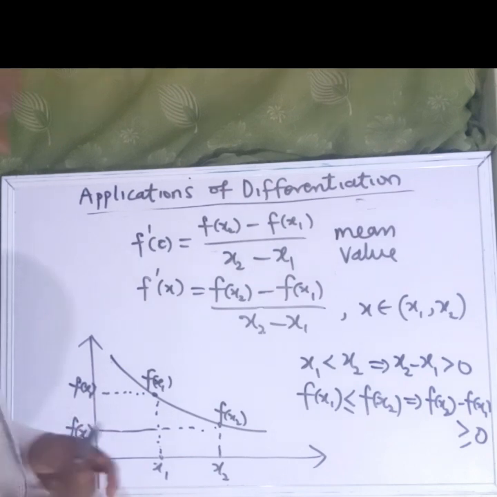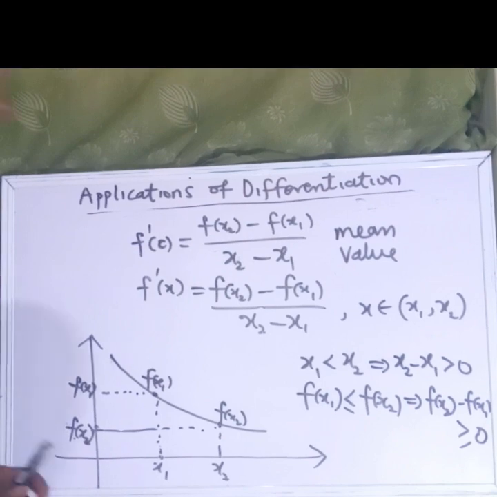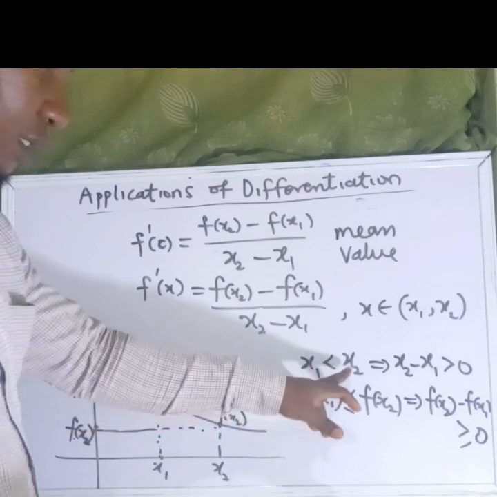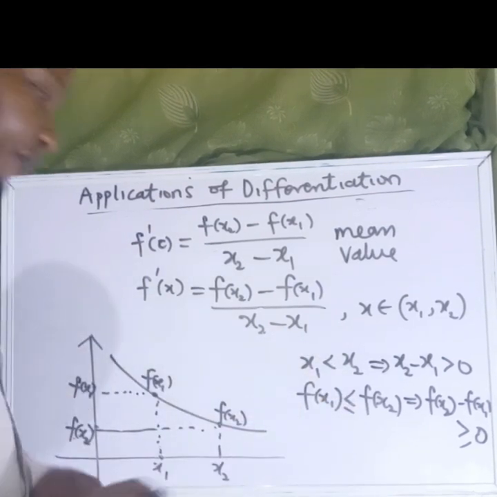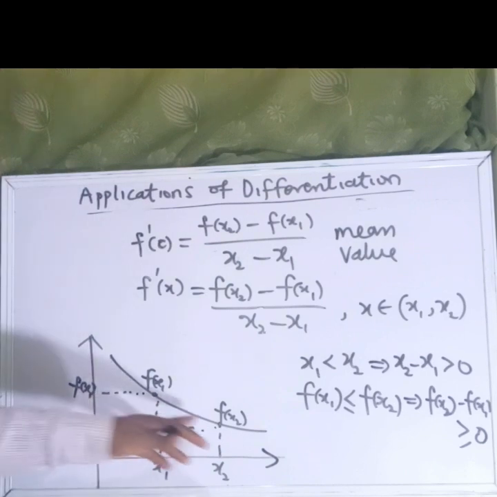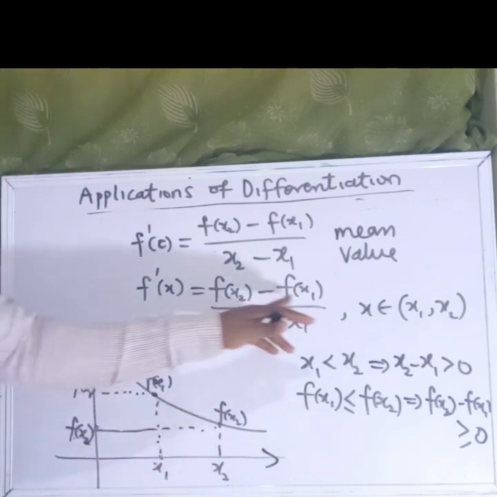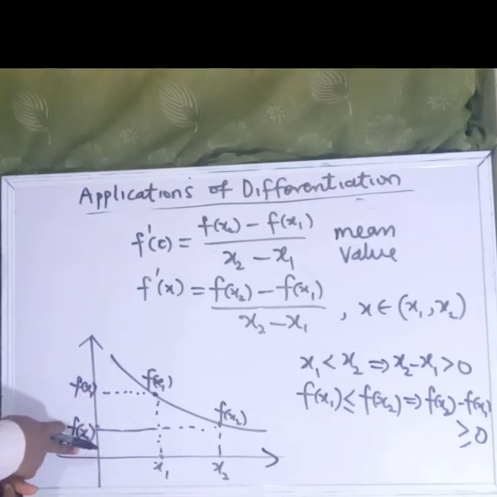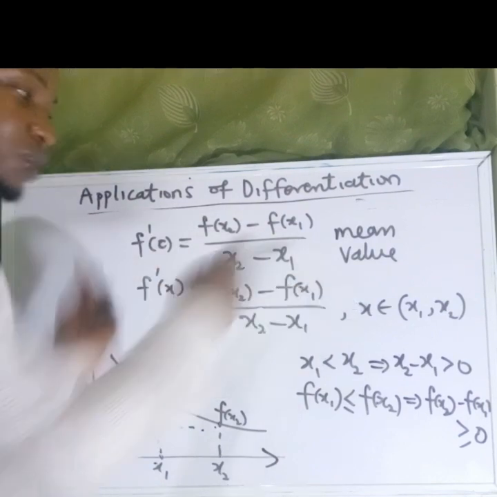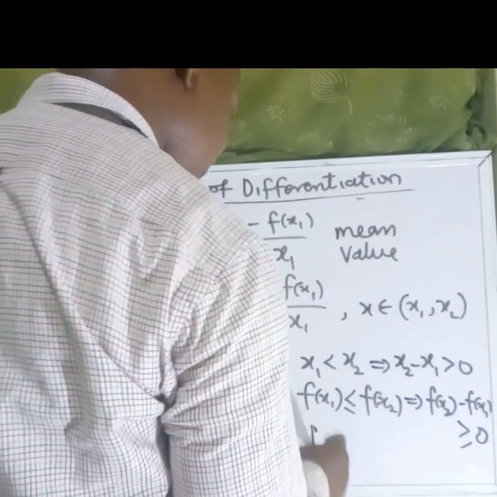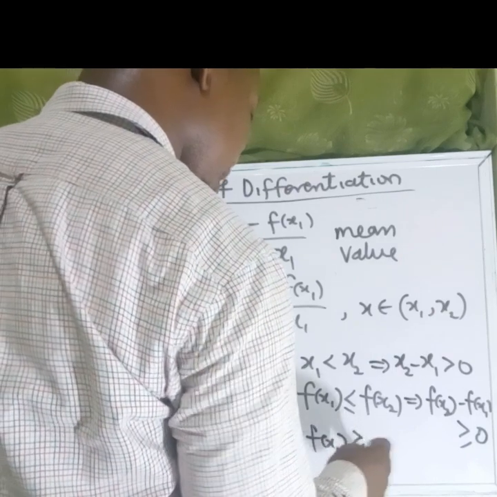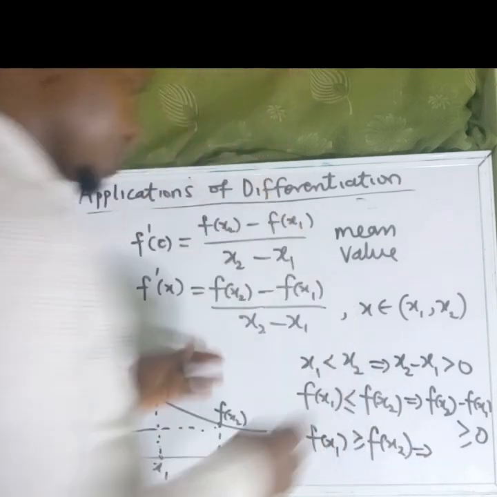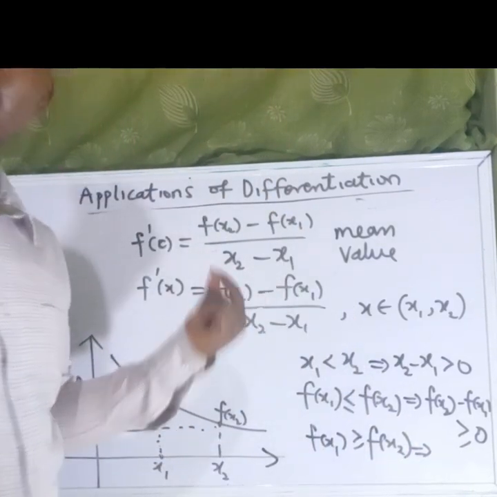In a similar argument, x1 is less than x2. That is obvious. But here, if you say f of x2 minus f of x1, this should be negative. The reason is that f of x1 is more than f of x2. And if you consider that in terms of the numerator here, we'll see that f of x1 is greater or equal to this. And in this case, what this means is that the numerator here is a negative value.